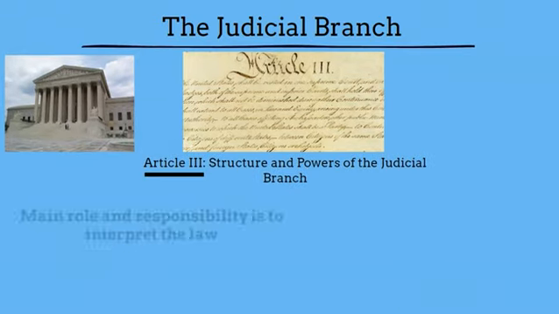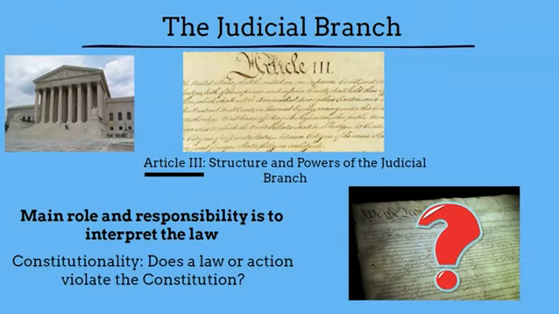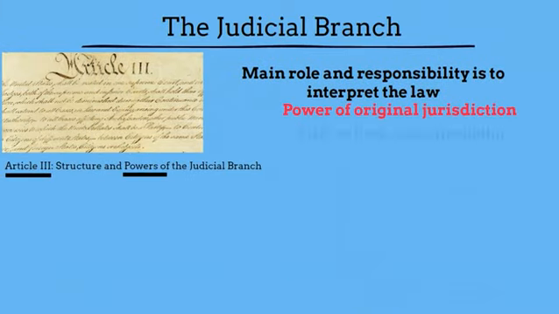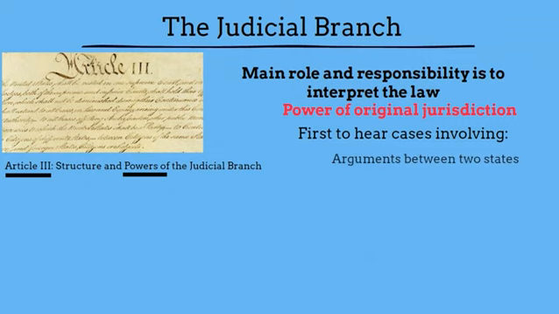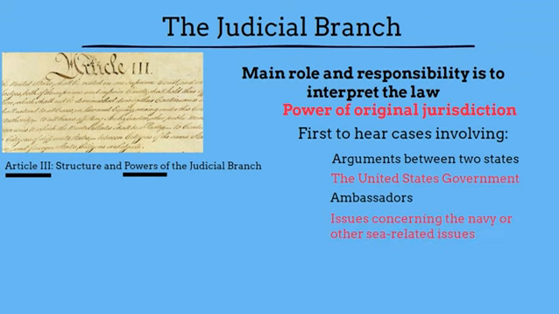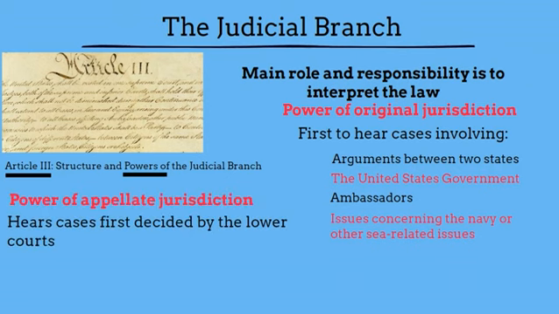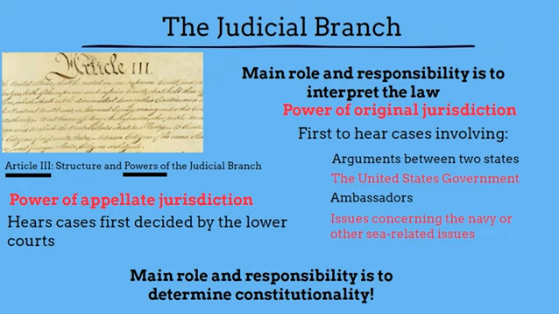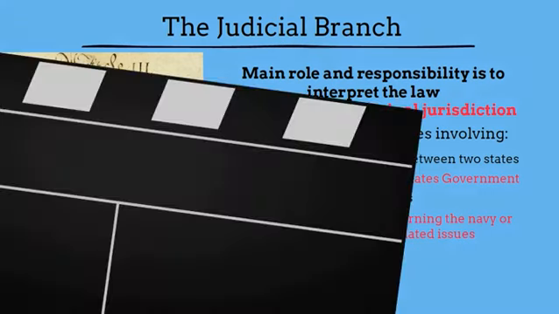The main role and responsibility of the courts is to interpret the law. This means they consider constitutionality. Does a law or action violate the Constitution? According to Article 3, the Supreme Court has the power of original jurisdiction. This means that they're the first to hear cases involving arguments between two states, the United States government, ambassadors, and issues concerning the Navy or other sea-related issues. The Supreme Court also has appellate jurisdiction, which means it hears cases that were first heard in the lower courts. Ultimately, however, remember that the Supreme Court is trying to determine constitutionality, or whether something violates the Constitution.